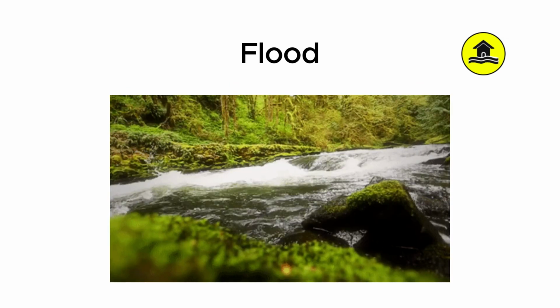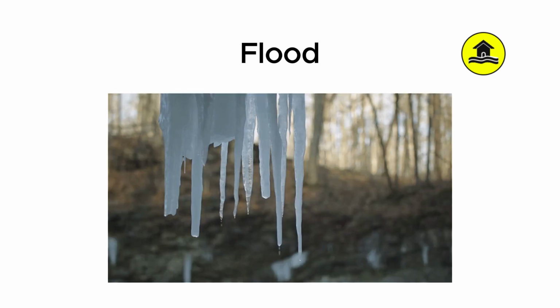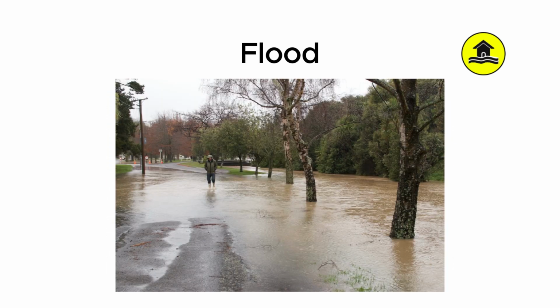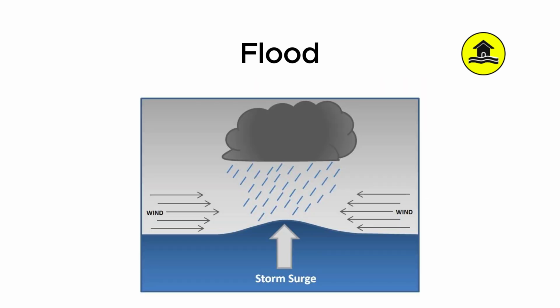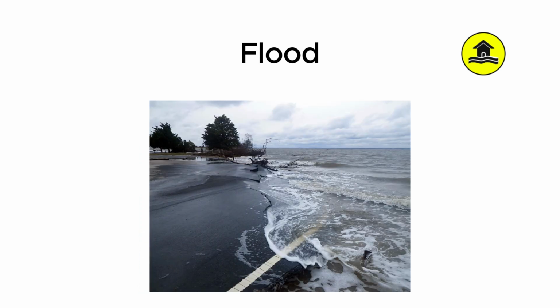Rivers can only carry so much water. When there's too much rain upstream, or when the snow melts too quickly, the river can overflow and flood the land around it. Sometimes the sea can cause floods too. During a storm, the wind can push a lot of water towards the coast, and if the tide is also high, the water can flood coastal areas.